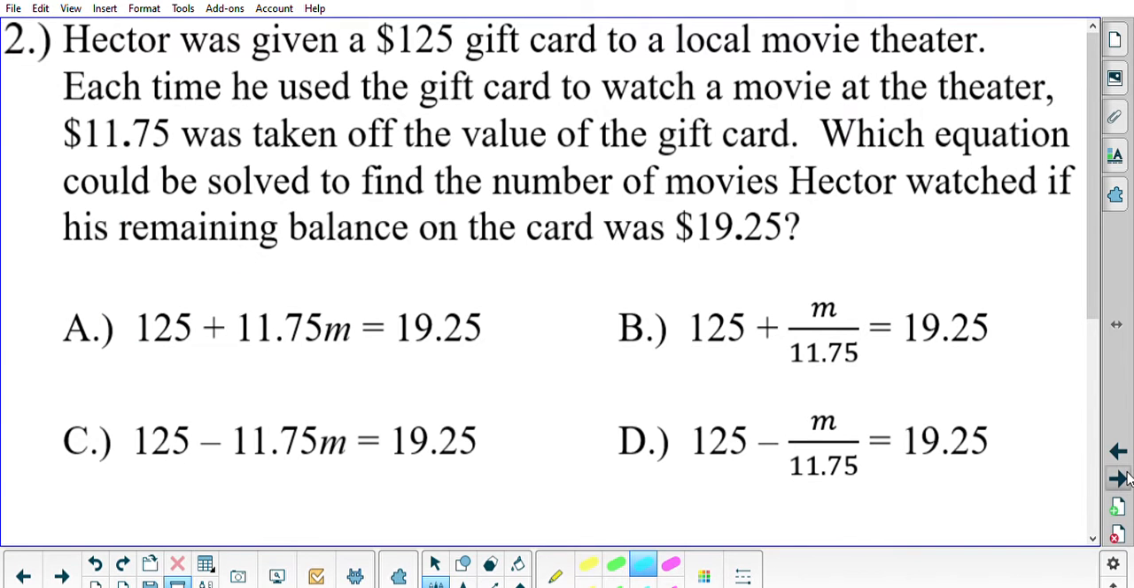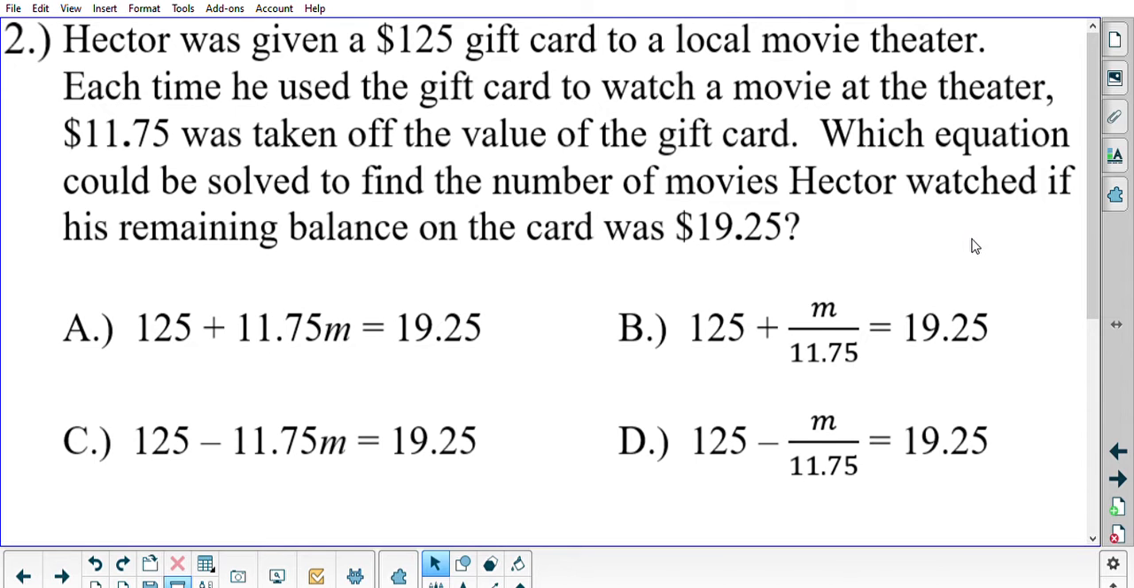All right, let's look at another word problem. Number 2, I will read it out loud. Follow along. It says Hector was given a $125 gift card to a local movie theater. Each time he used the gift card to watch a movie at the theater, $11.75 was taken off the value of the gift card. Which equation could be used to find the number of movies Hector watched if his remaining balance on the card was $19.25?